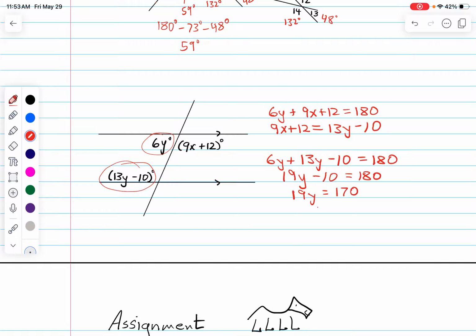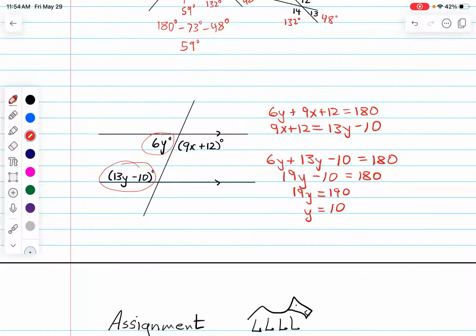Let's see here. Okay. Oh, look what I did. I was supposed to add. I had an algebra mistake. That's why this thing turned out looking bad. 19Y equals 190. There it goes. Now that gives me Y equals 10. And an algebra mistake. Man, you've got to be careful. Okay, so Y equals 10.